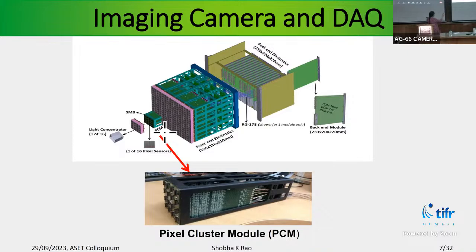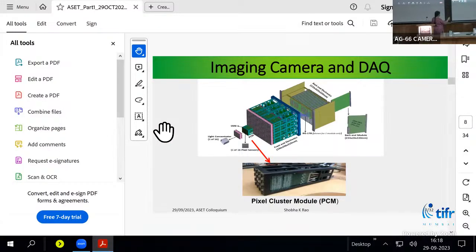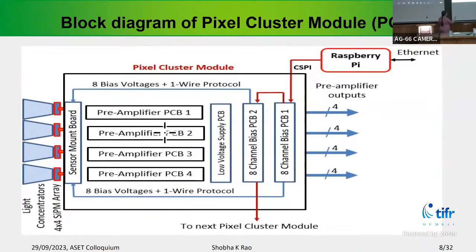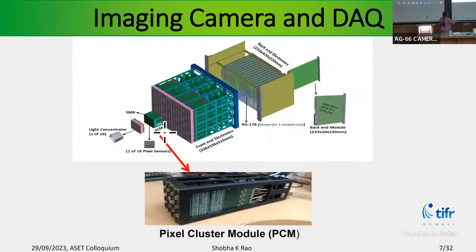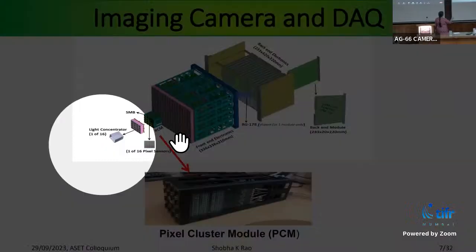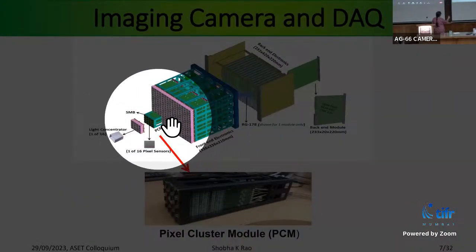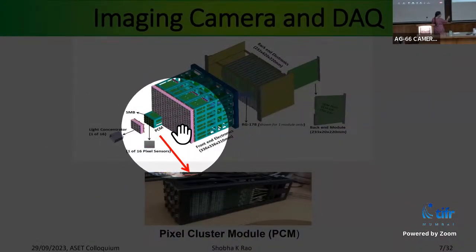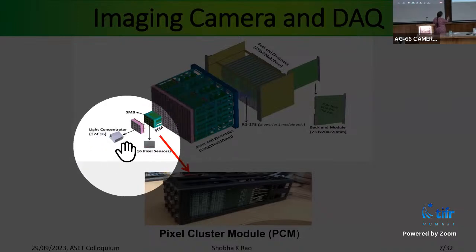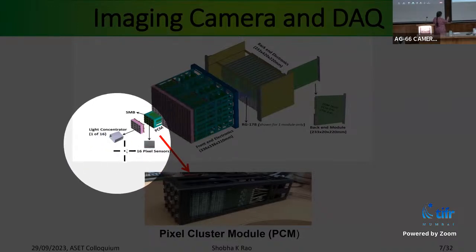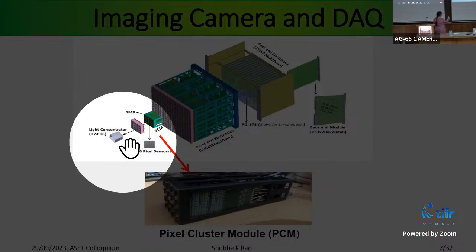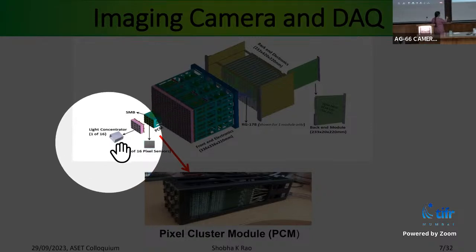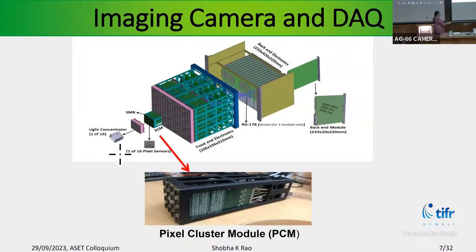The front portion of this front-end electronics has our sensors, SiPMs, and attached to that sensor is the light concentrator for collecting the light efficiently, covering the dead spaces, and also to concentrate the light onto the sensor.